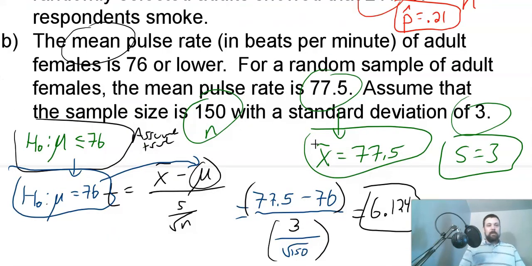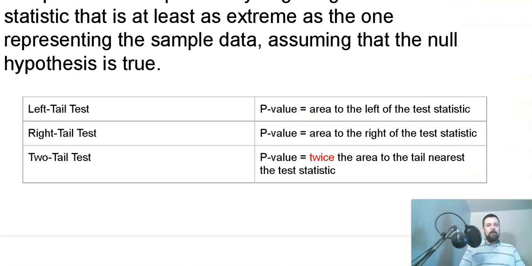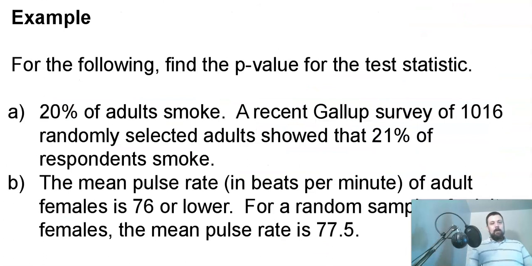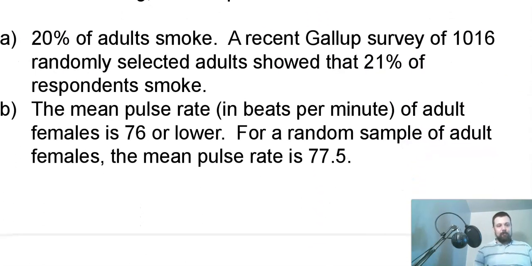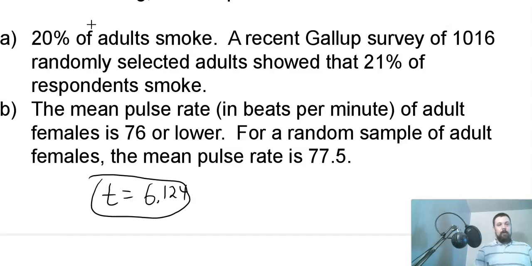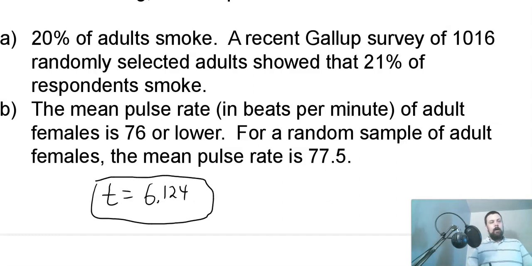So the test statistic, let's do part B first since it's here on the screen. 6.124. I think I can remember that. Let's get back to p-value. I better hurry up and write it down before I forget. 6.124. All right, so that was the test statistic for part B. Sorry about that, I did a bad job of putting that in a box. We want to find the p-value for that test statistic.